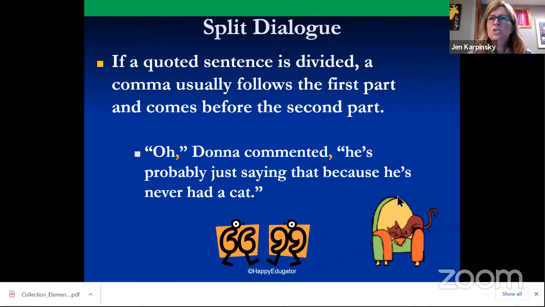So this sentence reaffirms both rules that we just talked about. "Oh, he's probably just saying that because he's never had a cat." Could be one long sentence, but it's not. We split it with a speaker tag in the middle. If it were one long sentence, the "he's" is lowercase. So even though we split it up, the "he's" is lowercase here because it's part of the original sentence. It's not a separate sentence.